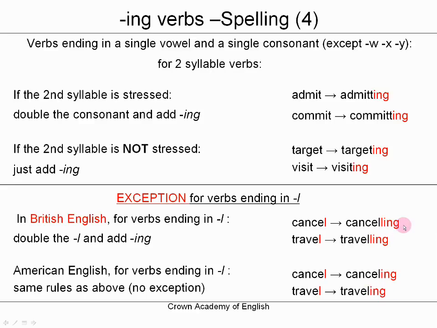So you can see this gives us some differences between British English and American English. Okay. So that is why you will sometimes see the word, if you see the word cancelling with double L, the document or the source of the word is British English.